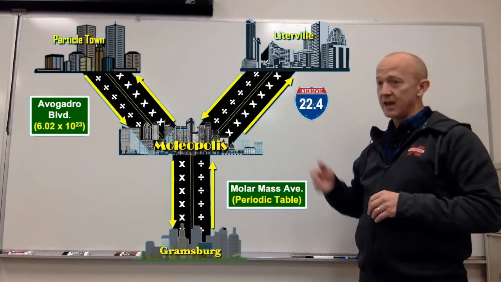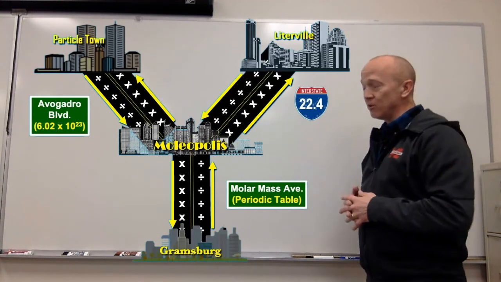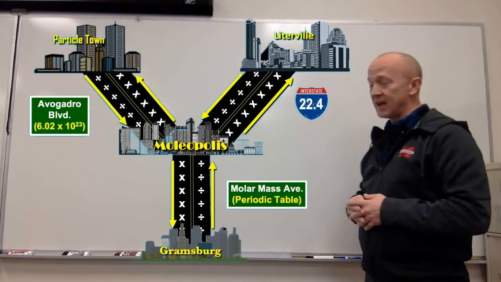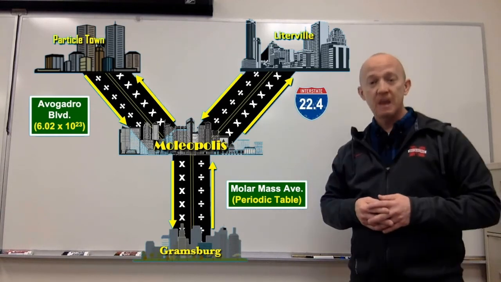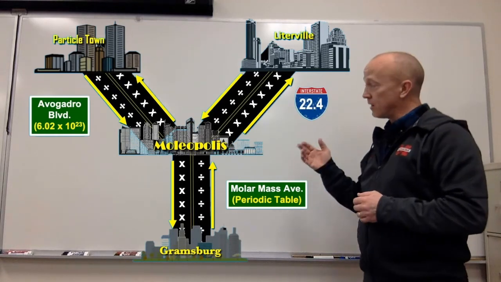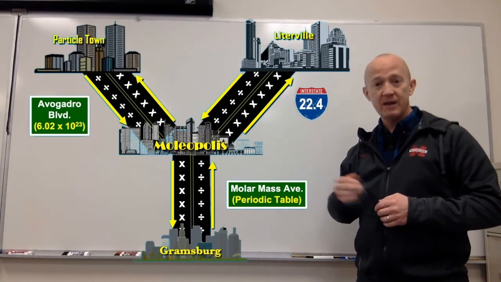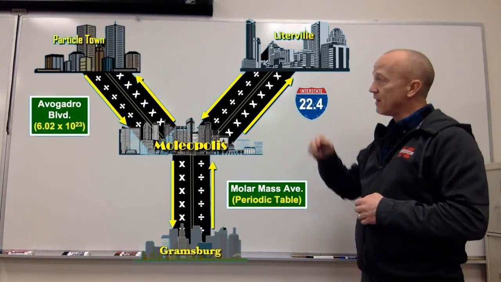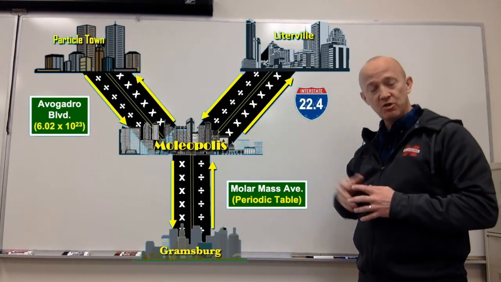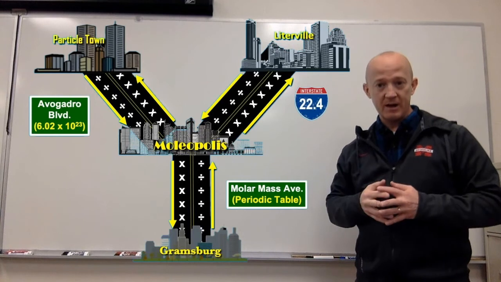To get to Particle Town, I have to take Avogadro Boulevard. Avogadro Boulevard, of course, has the number 6.02 times 10 to the 23rd. So if I'm going from Molopolis to Particle Town, I have to multiply by Avogadro's number. And if I'm going from Particle Town back to Molopolis, I have to divide by Avogadro's number.